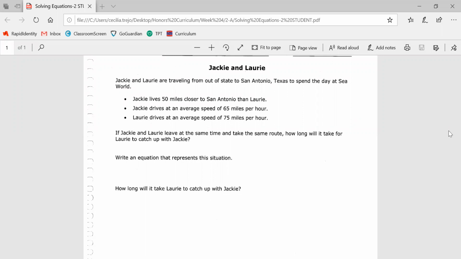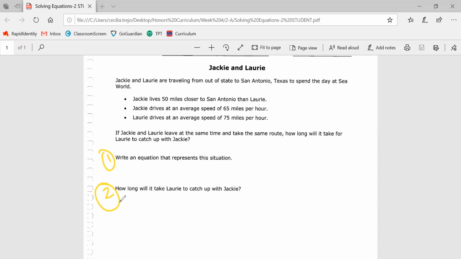Okay, so let me read the scenario that they give us. What we're going to do is two things. The first one is we are going to write an equation based on the situation they gave us. That's the first thing we're going to do together. And then the second thing is we're going to solve that equation. We're going to solve the question that we're looking for.